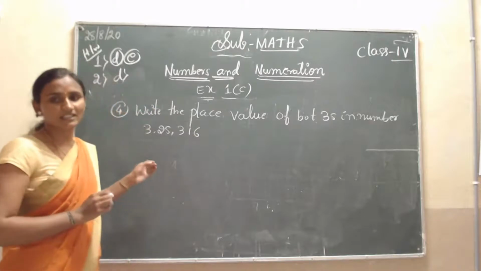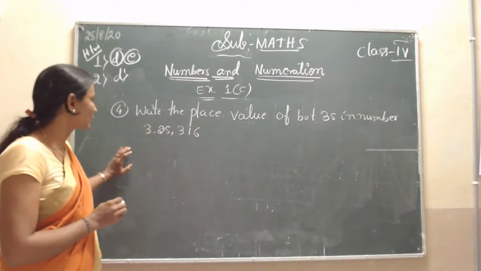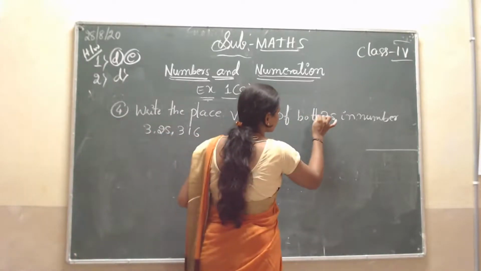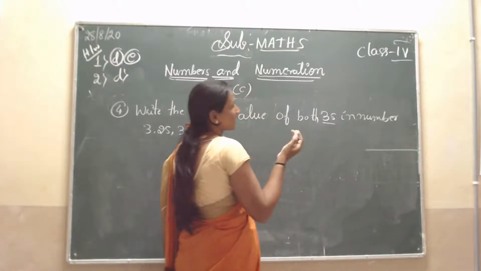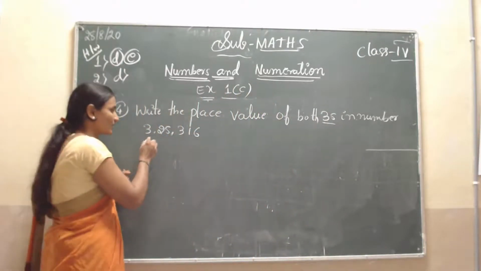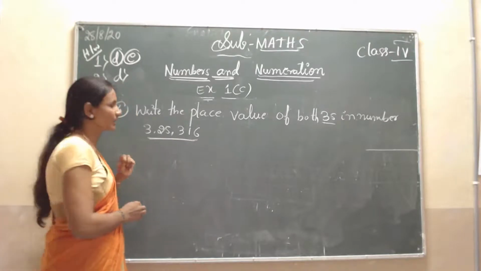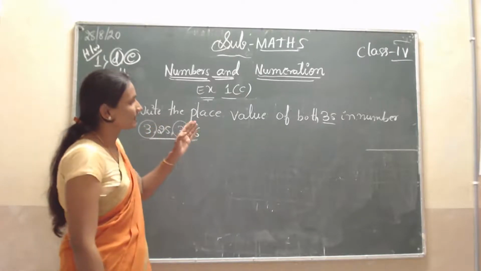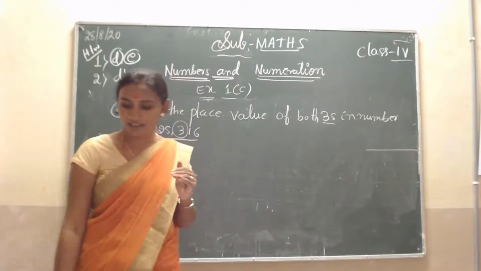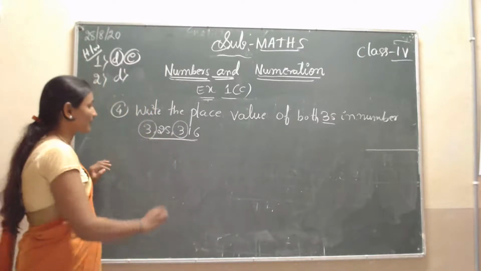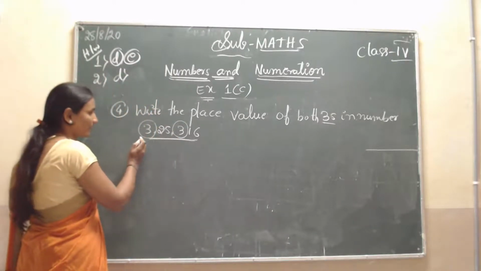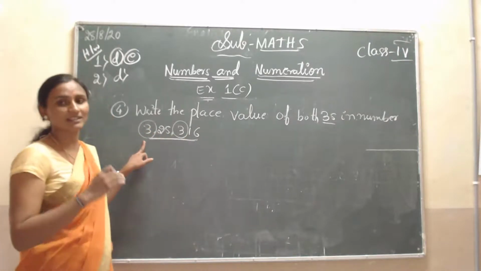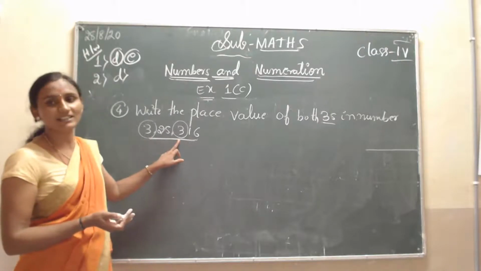Students, this question is a little different because it says to write the place value of both 3s in the number. How many? Observe this number. How many threes? There are two threes. This one three, this one three. So you write the place value of both. First you write the place value of this three, you know: ones, tens, 100, 1,000, 10,000, lakh. So for one three, it is the lakh place. Again, the other three is the 100 place.